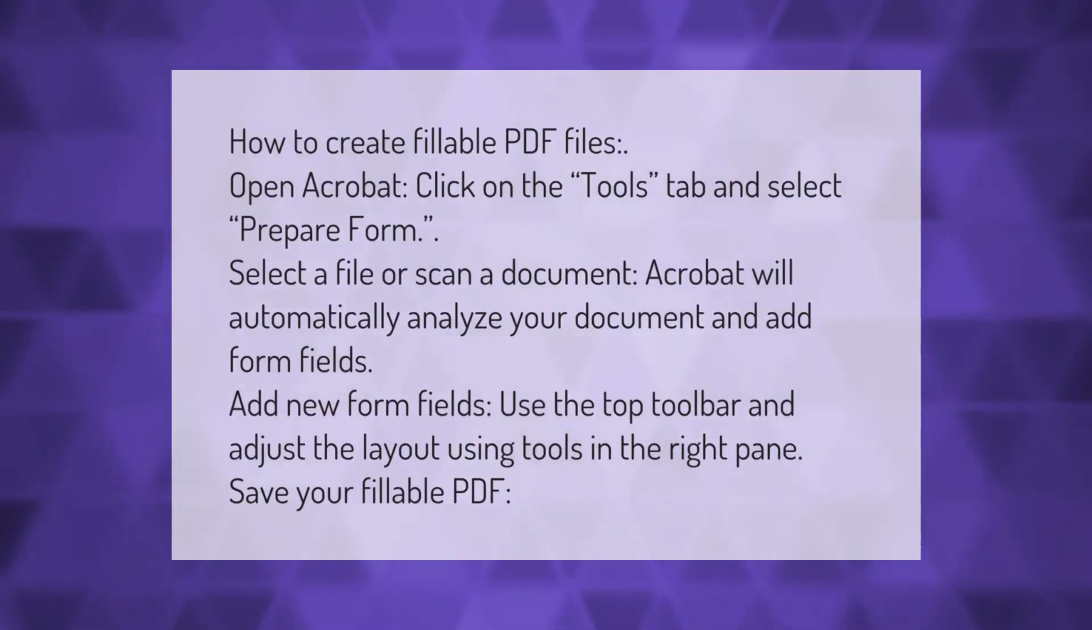How to create fillable PDF files. Open Acrobat, click on the Tools tab and select Prepare Form. Select a file or scan a document. Acrobat will automatically analyze your document and add form fields. Add new form fields. Use the top toolbar and adjust the layout using tools in the right pane. Save your fillable PDF.